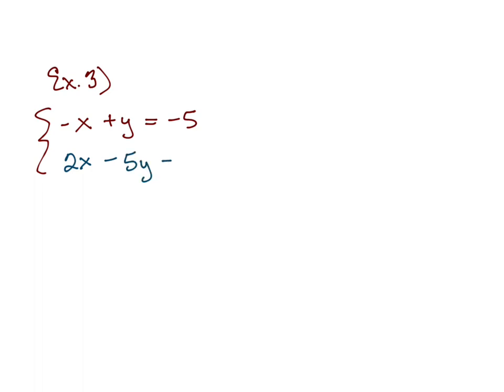Here we go. Example 3. So our system of equations is negative x plus y is equal to negative 5. And the other equation here says 2x minus 5y is equal to 1. And because this method is substitution, that's what we have to use right now.